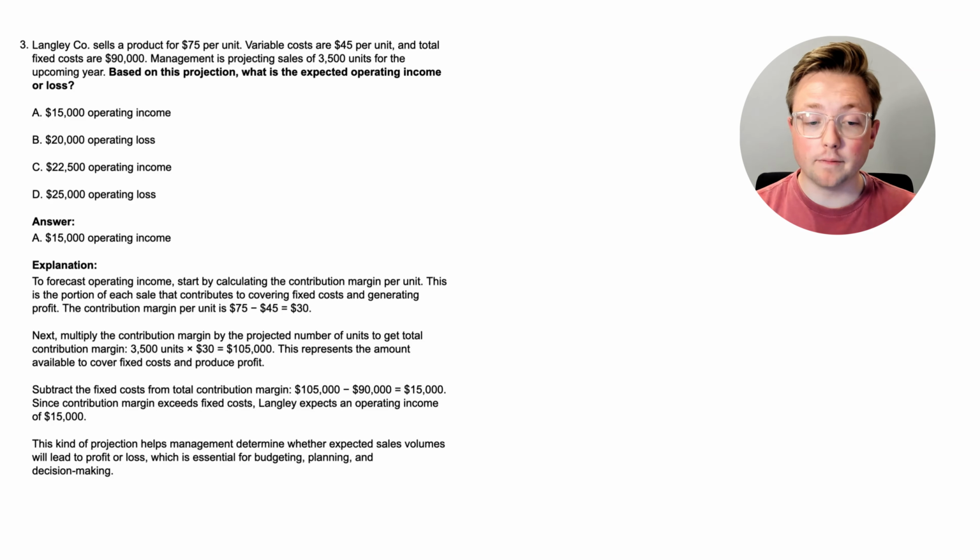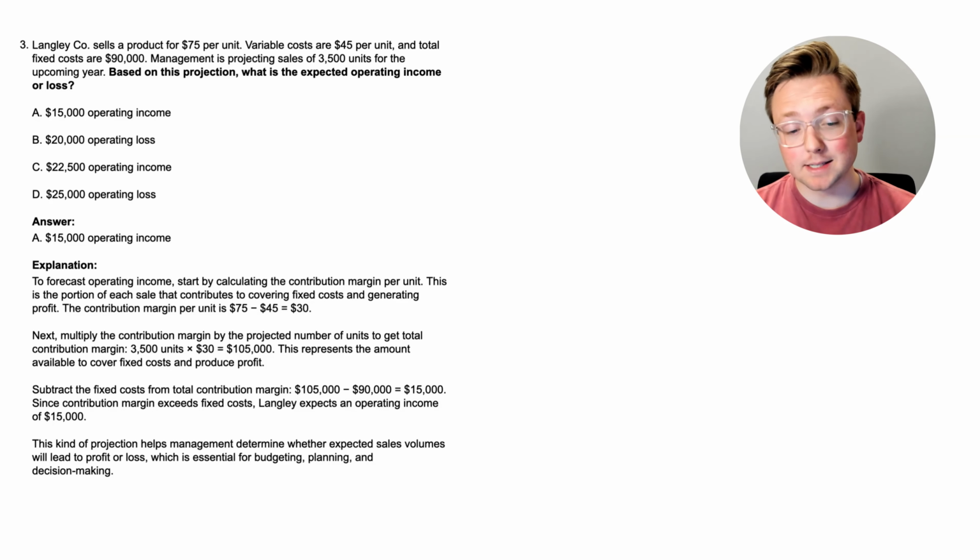This represents the amount available to cover fixed costs and produce profit. Subtract the fixed costs from the total contribution margin, so $105,000 less the $90,000 of fixed costs means that there's going to be still $15,000, and that's going to mean that since the contribution margin exceeded the fixed costs by $15,000, that is an operating income of $15,000. This kind of projection helps management determine whether expected sales volumes will lead to profit or loss, which is essential for budgeting, planning, and decision making.